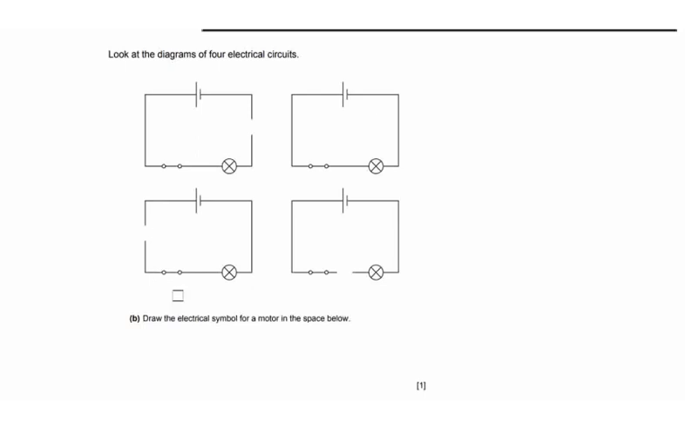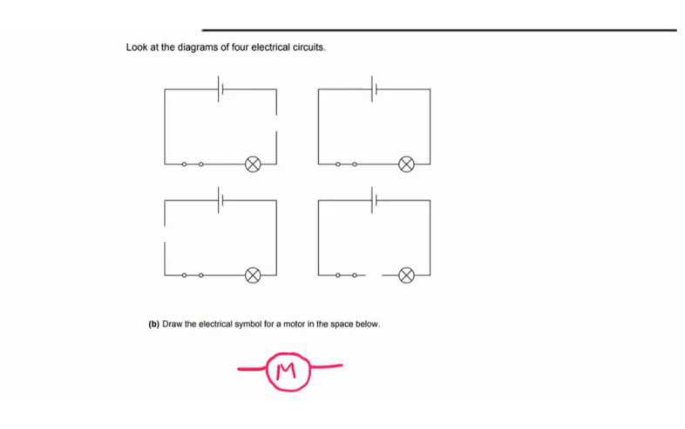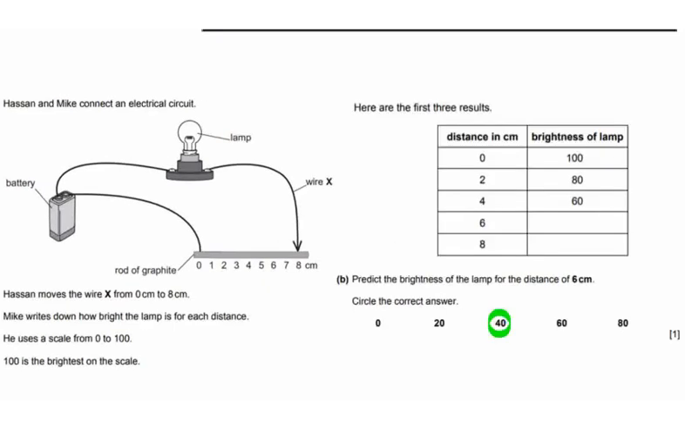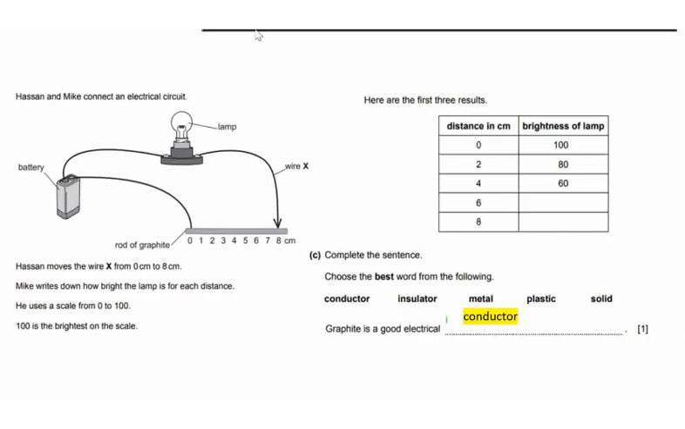Question B. Draw the electrical symbol for a motor in the space below. Well, here's the answer. The symbol for motor is M in a circle. We'll go over the mark scheme for the quiz today. This is the mark scheme for 1A, mark scheme for 1B, this is the mark scheme for 1C. You may take a screenshot and use it as a source of practice.